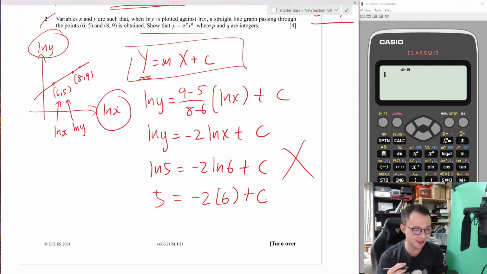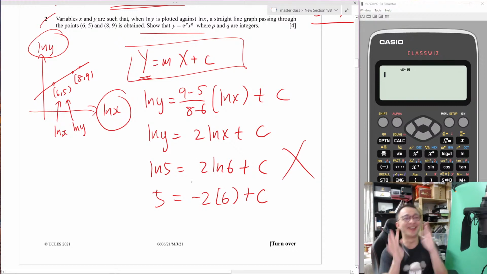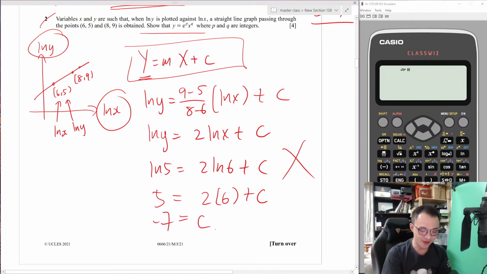And some students tell me it is 2. Yeah, correct. Thanks for that. Yeah, the gradient is 2. Yes, calm down, I saw my mistake. Negative 4 divided by negative 2, isn't it? Yeah, it's 2. Alright, so therefore 5 minus 12 is negative 7, equals c. So therefore, my equation here will be ln y equals 2 ln x minus 7.